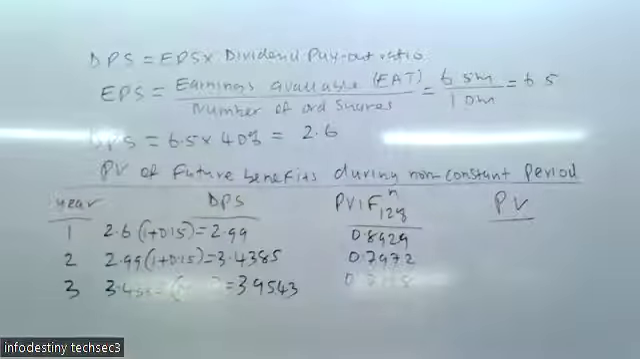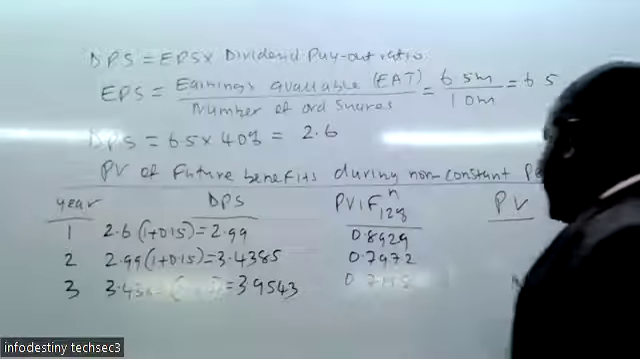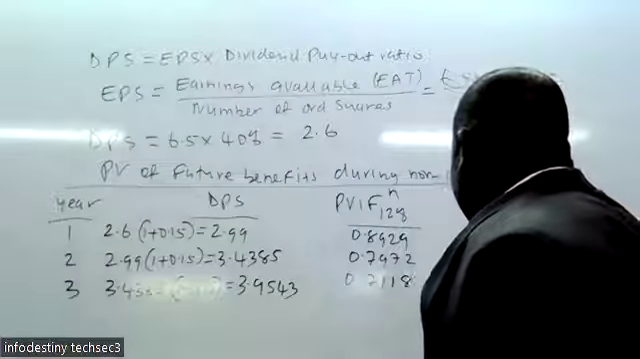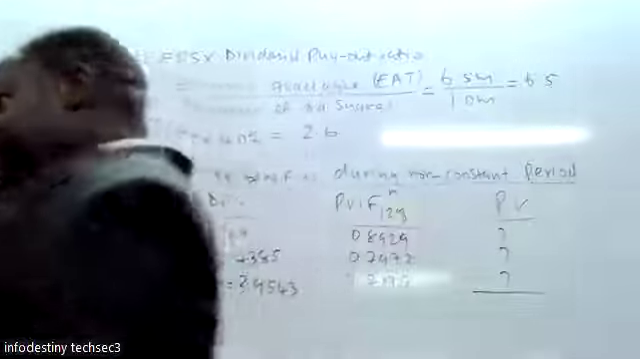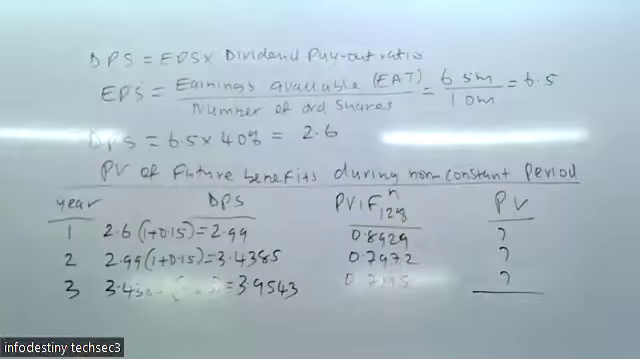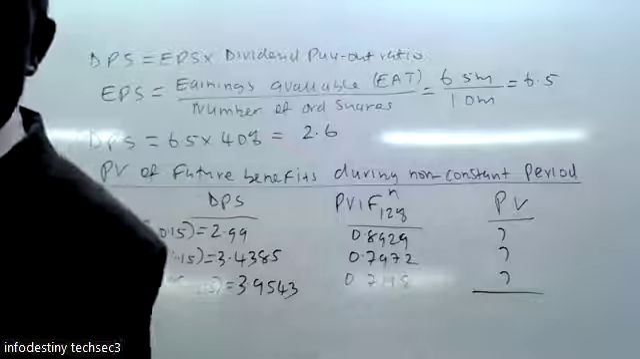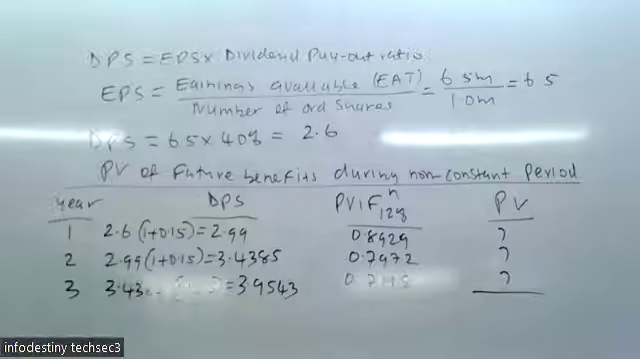So online, I hope you can trace those figures. So multiply, you get these values, you add. It should be able to give you the present value of the future benefits during the non-constant period.